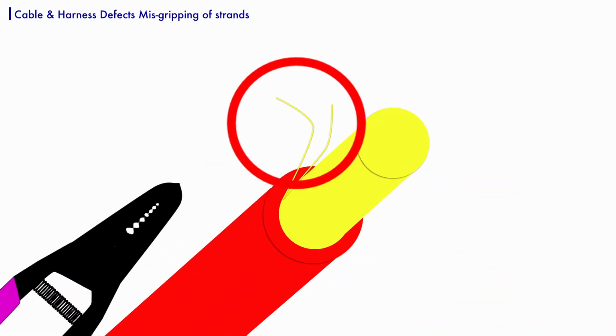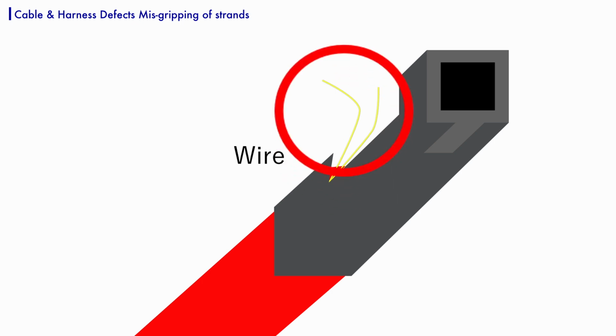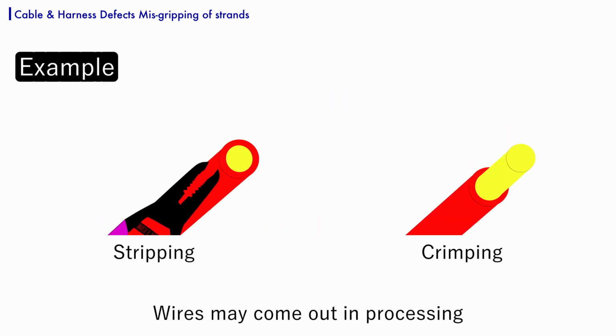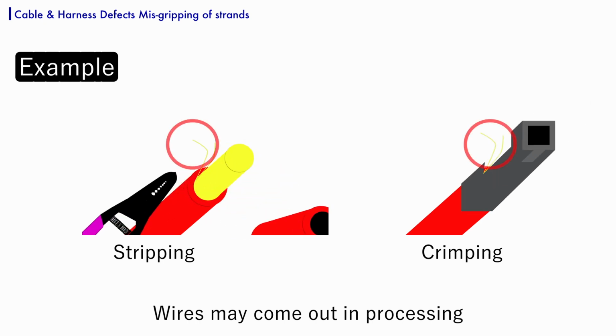Misgripping of strands is a processing error in manufacturing cables and harnesses. In this video, we will show you how this error occurs and how inspections prevent outflows. Misgripping of strands occurs when wire stripping or crimping is improper.